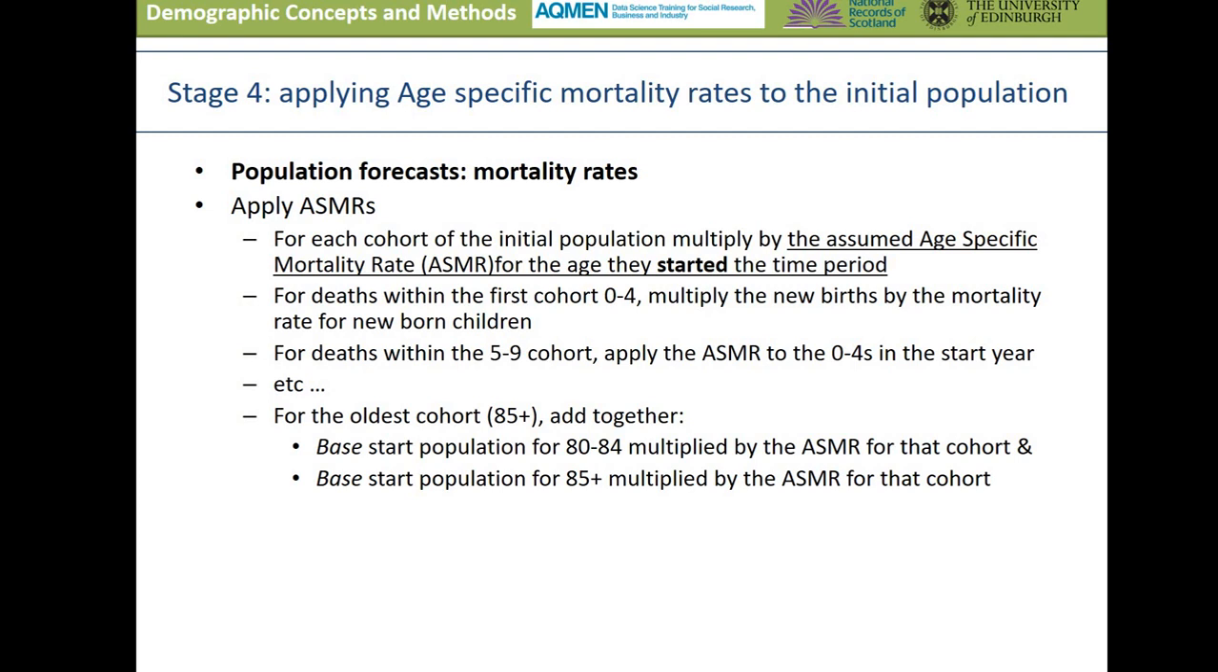So in the next step, we're applying our age-specific mortality rates to the initial population. For each cohort of the initial population, we're multiplying these by the assumed age-specific mortality rate for the age at which they started the time period. So for the deaths within the first cohort, age 0 to 4, we're multiplying by the new births mortality rate for newborn children. For deaths within the 5 to 9 cohort in our initial population, we're applying the age-specific mortality rate for the 0 to 4s in the start population.